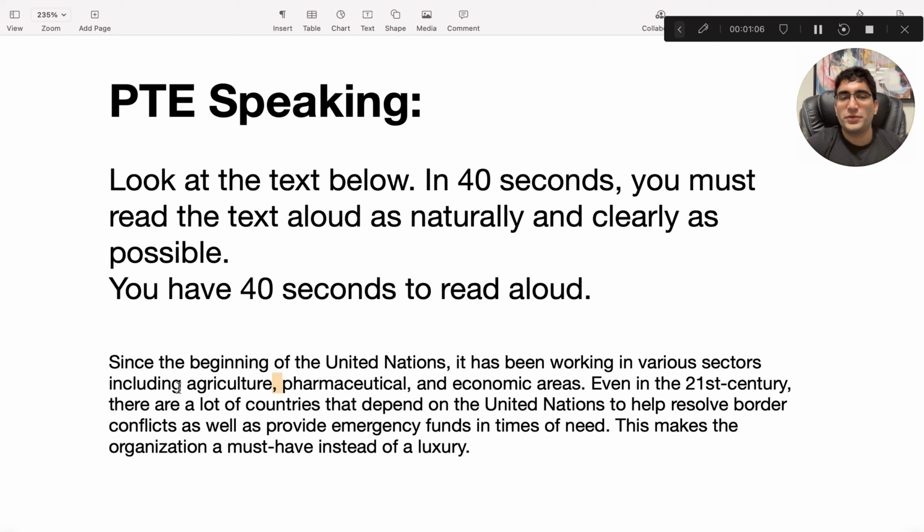Especially if you're in a list like this one, half a second is okay. But if it's a big pause in the middle of a long sentence, like a comma in the middle of a long sentence, you can pause for up to a second. Okay, so use commas and periods as pauses. They're indications of where pauses should be.